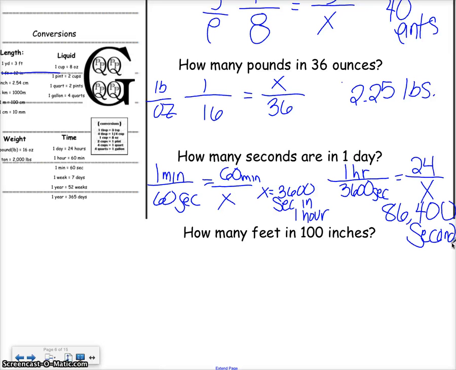Again, I had to create two different proportions and determine a scale factor for that second one. How many feet are in 100 inches? Okay, so I know my scale factor is 1 foot is to 12 inches, right? Feet to inch, that's my scale factor. 1 foot is to 12 inches. And I want 100 inches. So where does that 100 go?